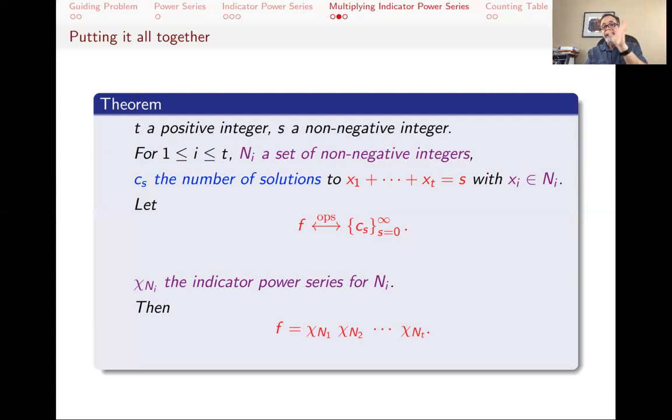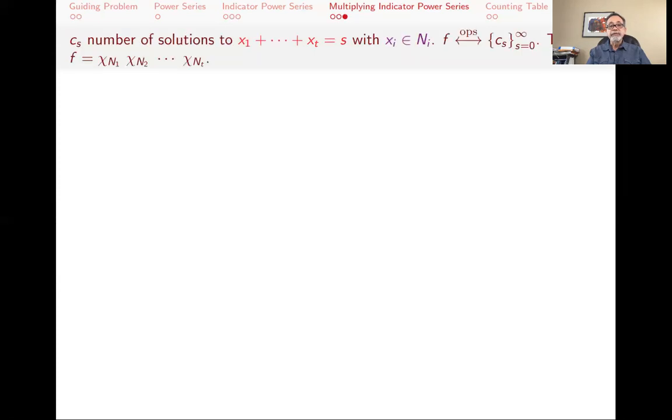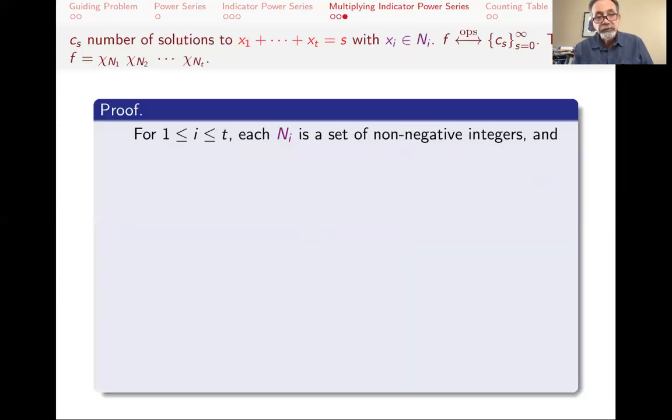We took the indicator power series, those three things that I showed you in the proof of concept slide were indicator power series, and you multiply them, and you get the generating function for the number of solutions that you want. Okay, what's the proof of that? Well, again, each Ni is a set of non-negative integers, for i between 1 and t, and chi of Ni is that. Well, you might say the indicator power series didn't look like that, but I'm going to write it in a slightly different way than I did before for my purposes.